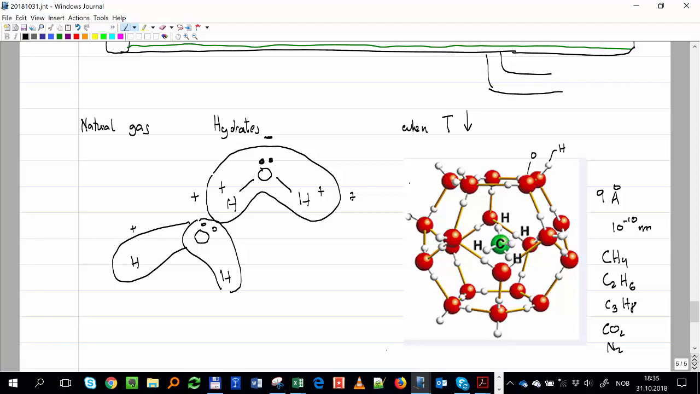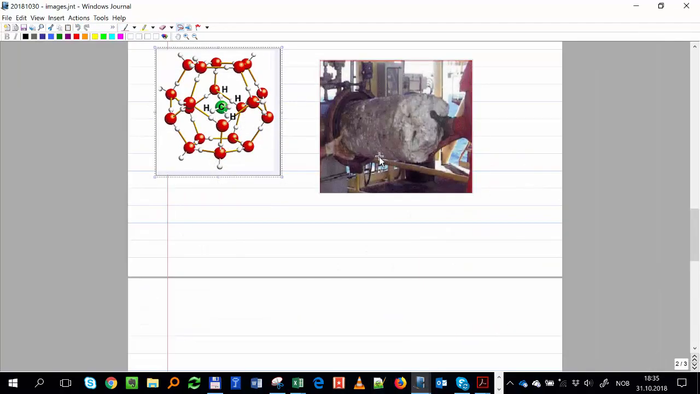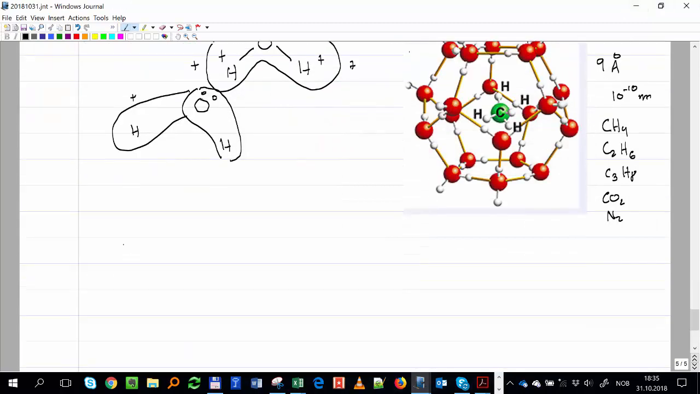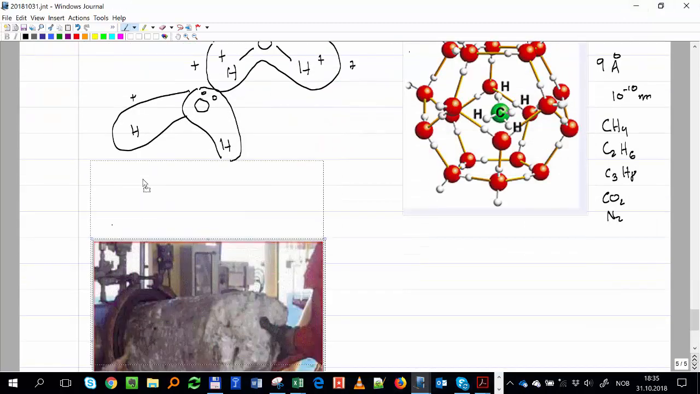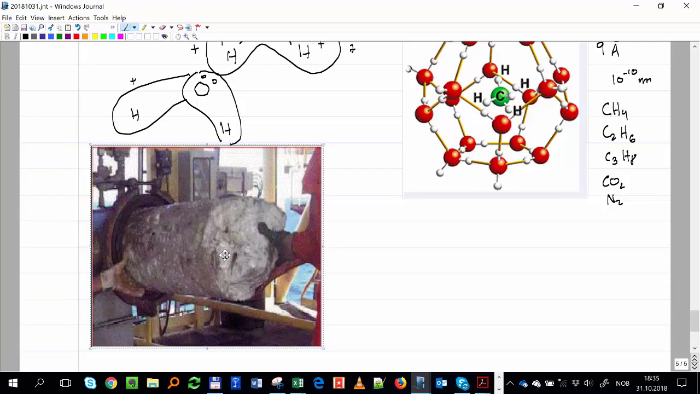It looks like ice, pretty much like ice. That's a solid block of ice that can form on the pipe when you have that reduction in temperature. And what happens at the end? It builds up, builds up, builds up, and just blocks the pipe. Then you have no production anymore.